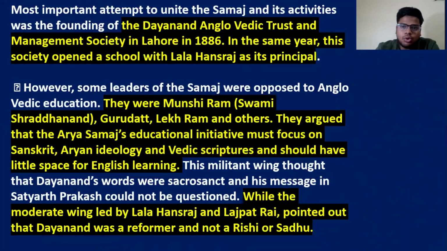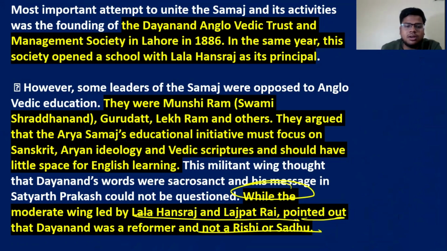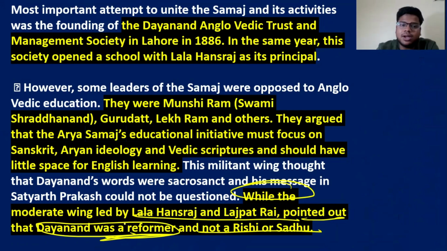Then we have discussed how after the death of Dayanand Saraswati, divisions came between the Mahatma party or the Gurukul party versus the college party or the cultural party. The other party, led by Lala Hansraj and Lala Lajpat Rai, pointed out that Dayanand was a reformer, not a rishi or a sadhu, while the other people believed that he was some kind of a rishi or a sadhu, a kind of god. Those distinctions were given by the relatively more orthodox section of the Arya Samaj, which was led by Swami Shraddhanand.